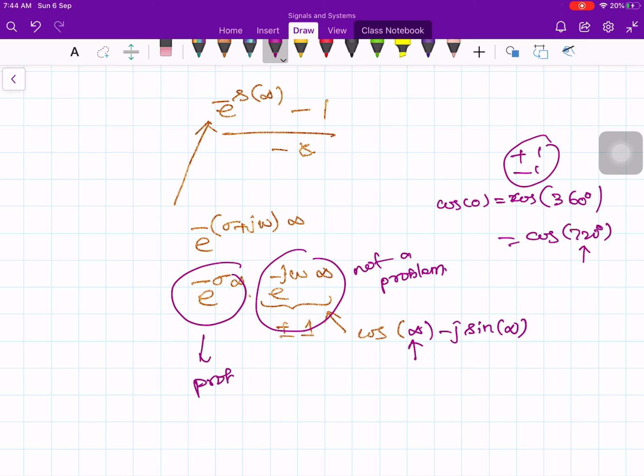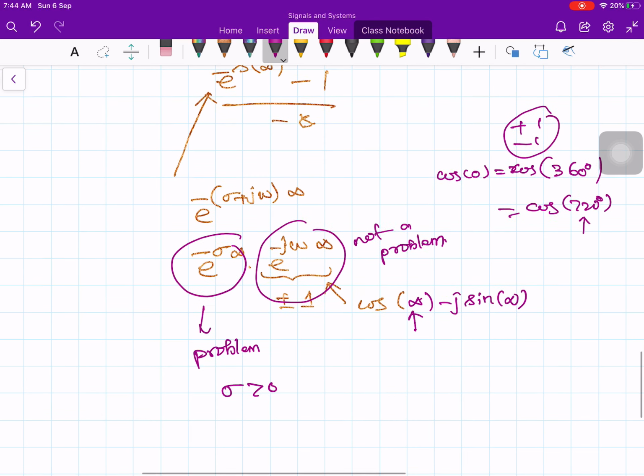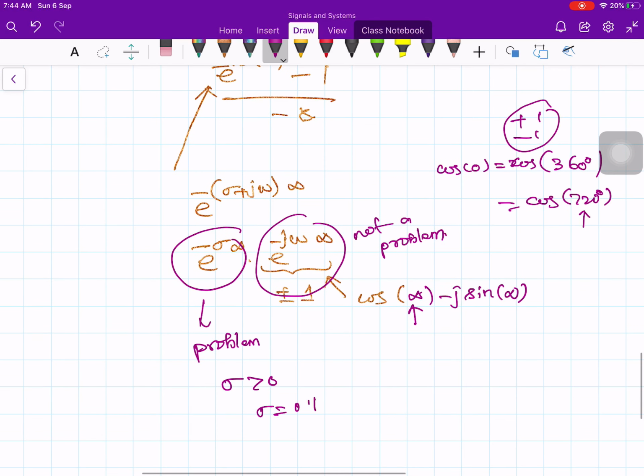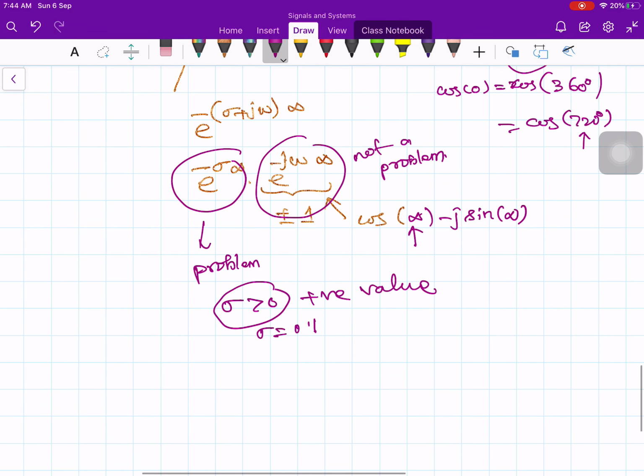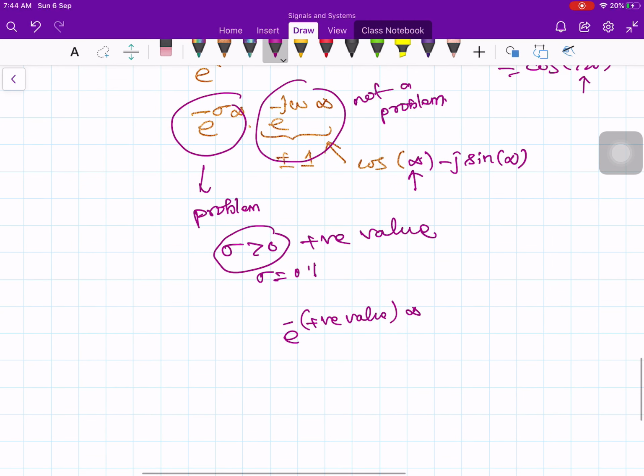If sigma is greater than 0, no issues. Let us say sigma is equal to 0.1 or a positive value. When I say sigma greater than 0, that means a positive value. If it takes a positive value, then e to the minus positive value multiplied by infinity, so that is e to the minus infinity. So, e to the minus infinity, what is the value? 0.